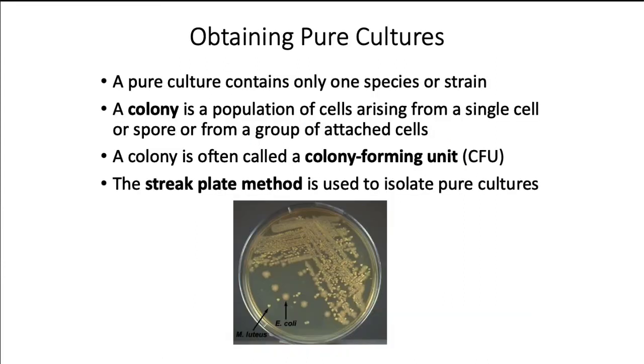Okay, let's go over how you obtain a pure culture. Microbiologists can start from a very complex sample that has multiple bacteria, and eventually they are able to separate those bacteria into pure cultures. And the easiest way to do that is using what we call a streak plate.